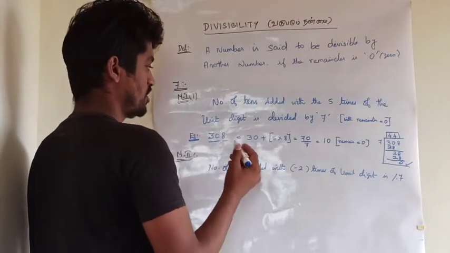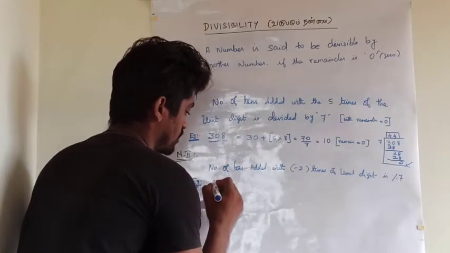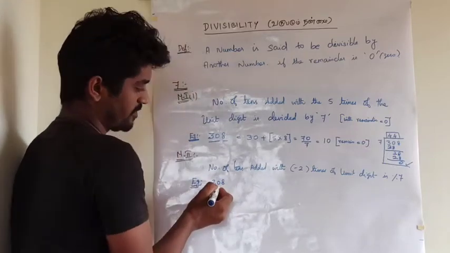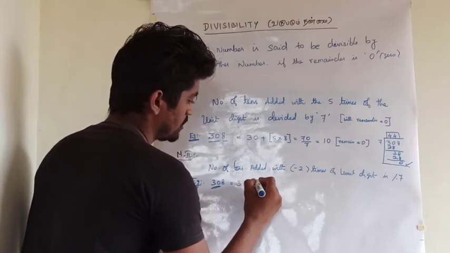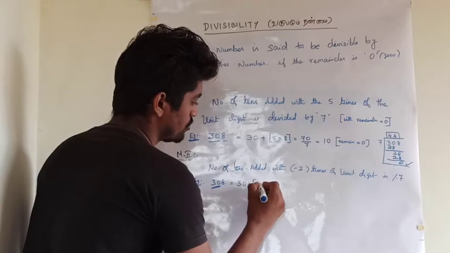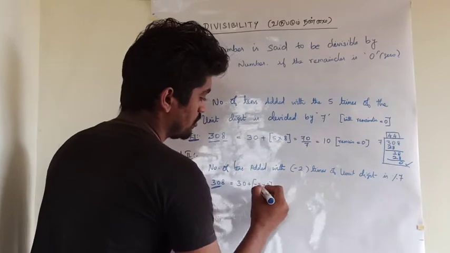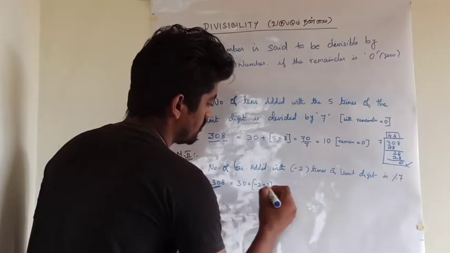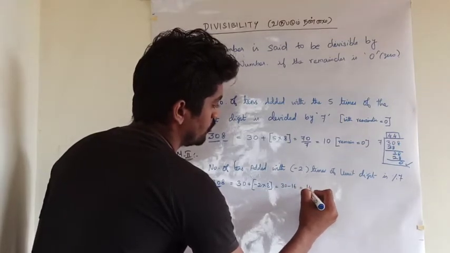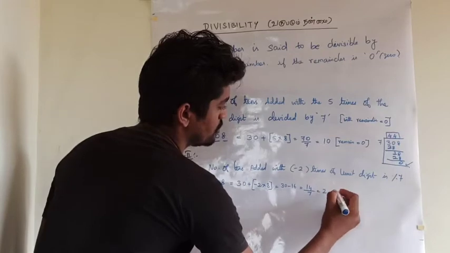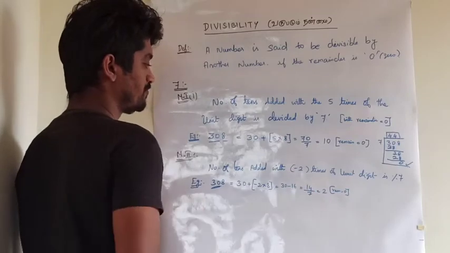For example, we can check the same number 308. The number of tens is 30. 30 minus 2 times the unit digit 8. 2 8s are 16. 30 minus 16 is 14, which divided by 7 gives 2, remainder 0. It also satisfies this rule.